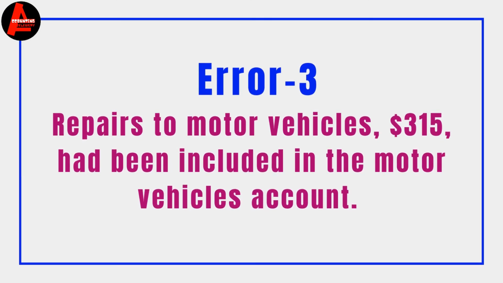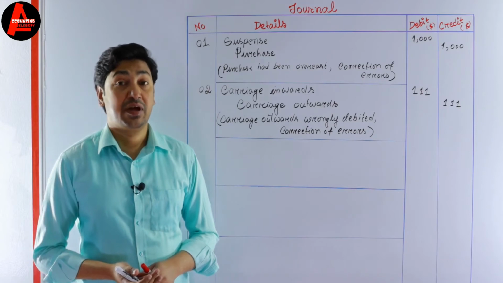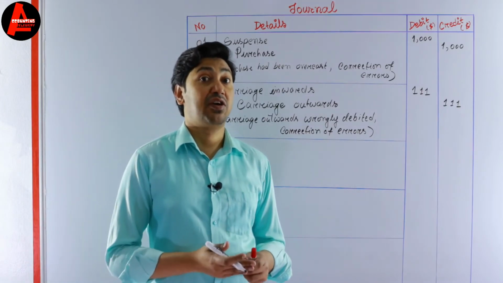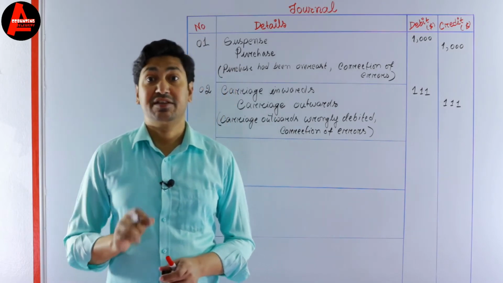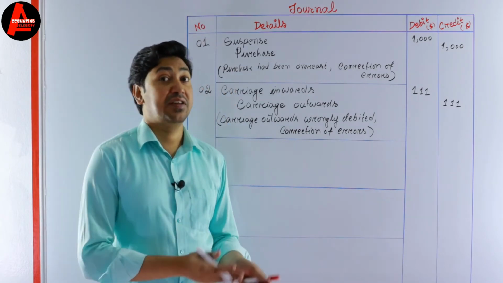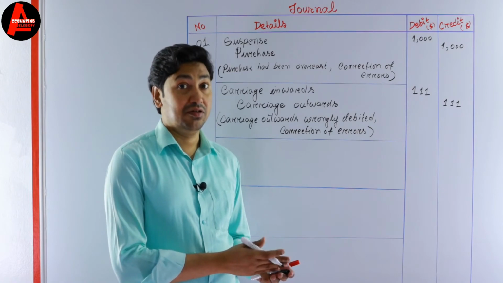The third one, what is written there? Repairs to motor vehicles $315 had been included in the motor vehicle account. So this is an error of principle. That means expense is considered as an asset. So here motor vehicle is an asset, but motor expense is an expense. It is a nominal account.